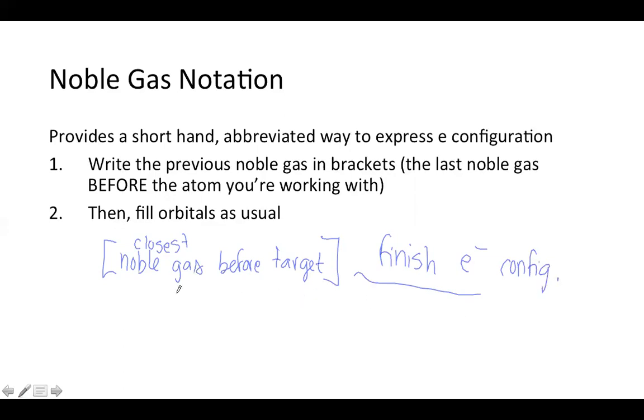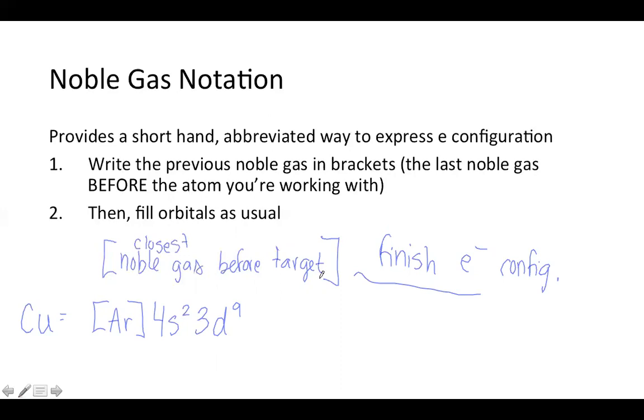So if we go back to that copper example, Cu, what we would have is to find the closest noble gas to copper that comes before copper. So in this case, that's going to be argon. So we would put the argon symbol in brackets. And then that allows us to get a head start right in the spot where argon is found. So we'd start at argon, move down, and we have 4s2. And then going all the way out to copper, we have 3d9. So it's essentially a shortcut or an abbreviated way to write the electron configuration.